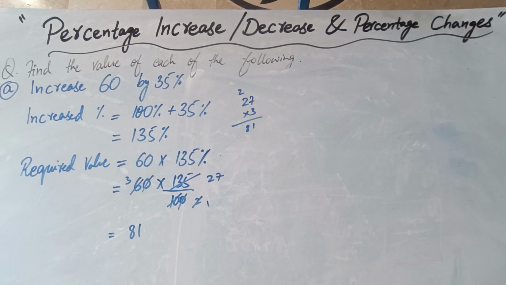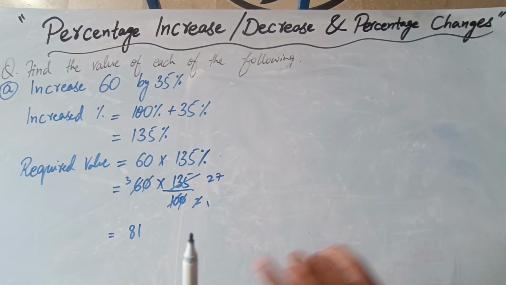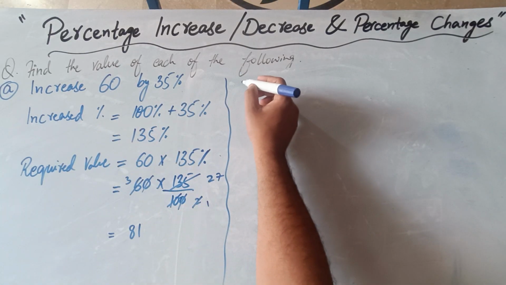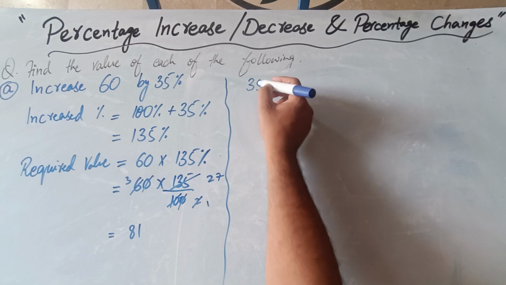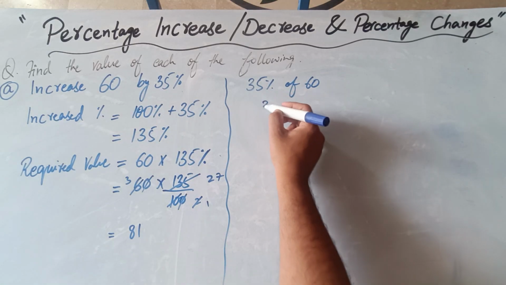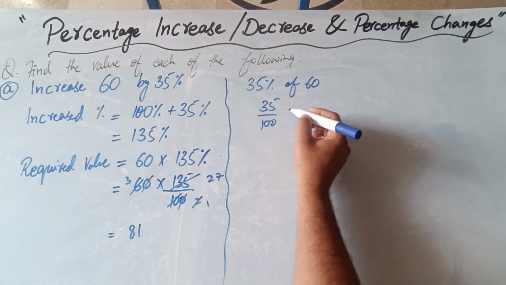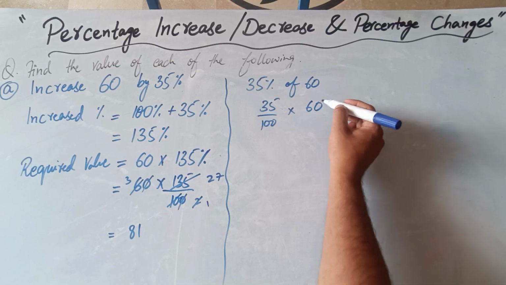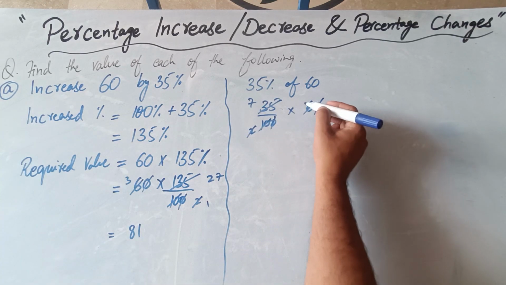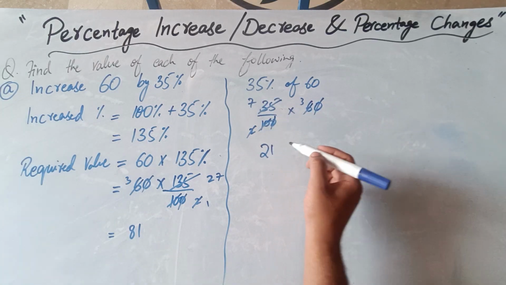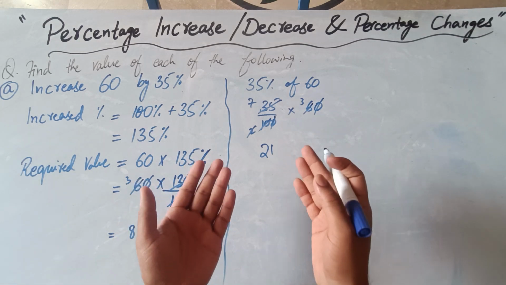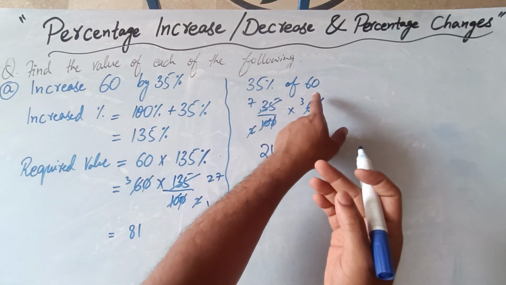There is one more method. In the second method, we can directly find 35% first. First find 35% of 60. 10 goes out with 10, 5 sevens are 35, 5 twos are 10, then 3 sevens are 21. So this is actually 35% of 60. If it is asked to find 35% of 60, this is the answer.